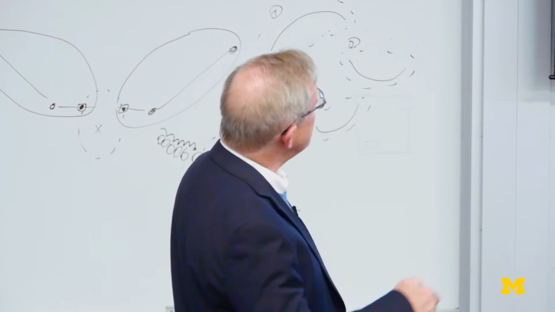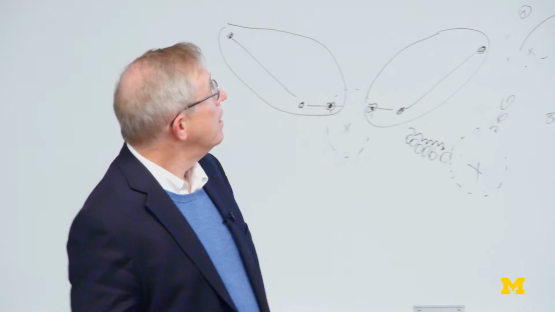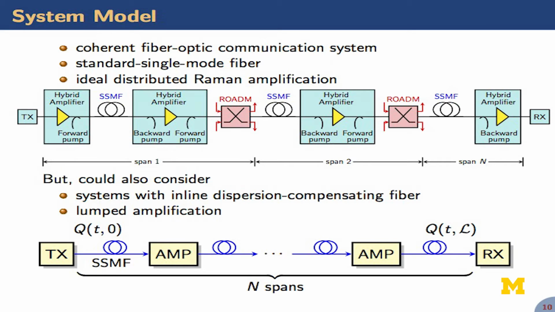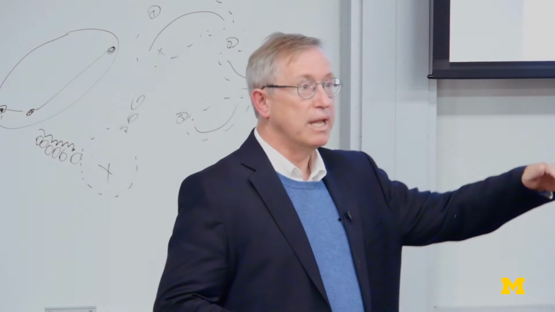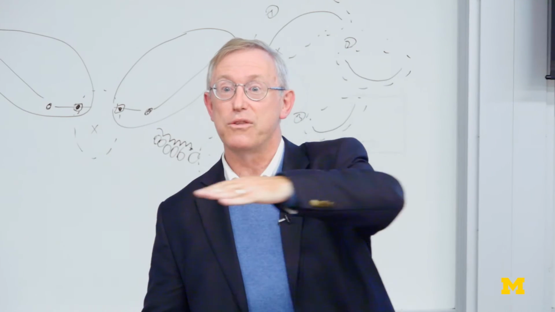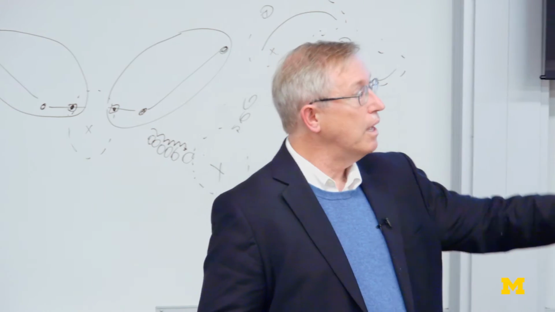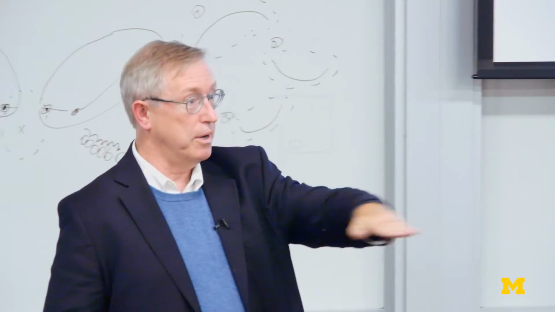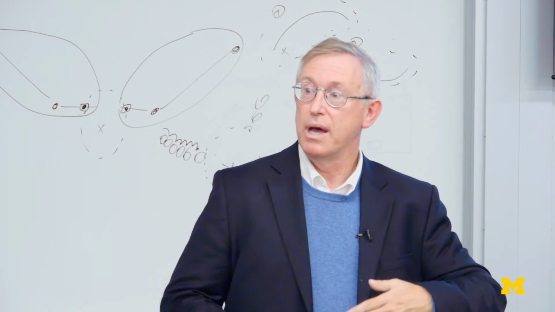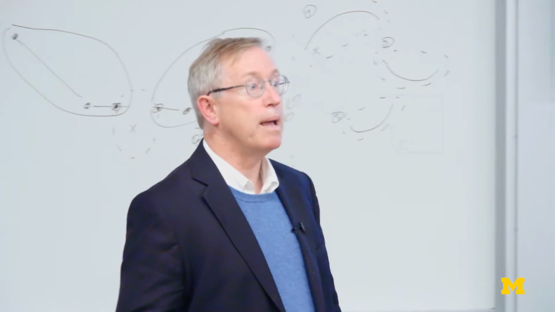We're going to think about a coherent fiber optic communication system with standard single mode fiber and ideal distributed Raman amplification. What that means is that we can eliminate the effect of loss. We're going to imagine that the channel is ideal and lossless, because Raman amplification amplifies the signal as it goes and maintains a constant level. So there is no loss in the fiber. The 0.2 dB per kilometer will be assumed to be 0 dB per kilometer, just flat.